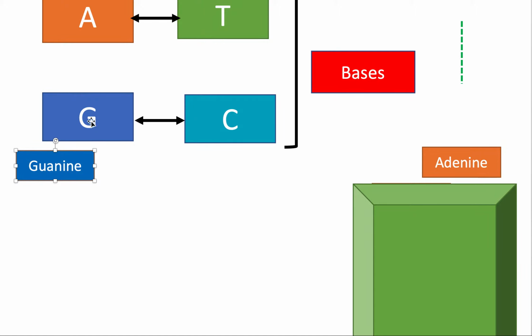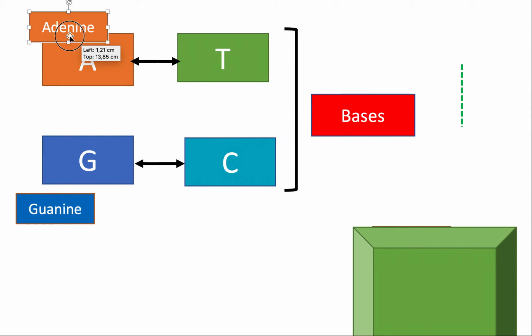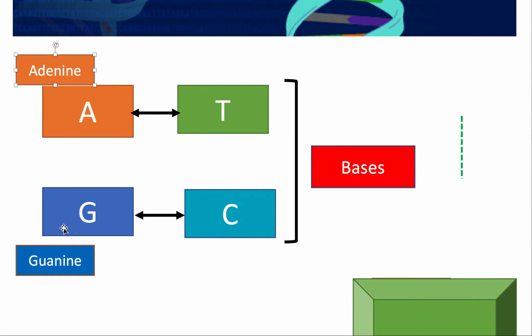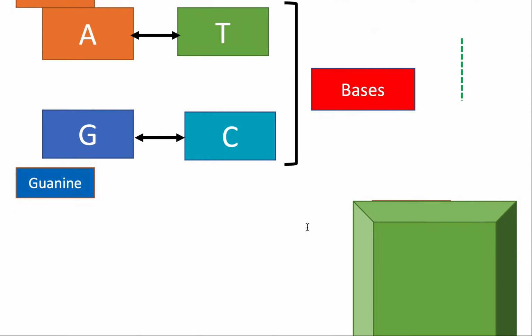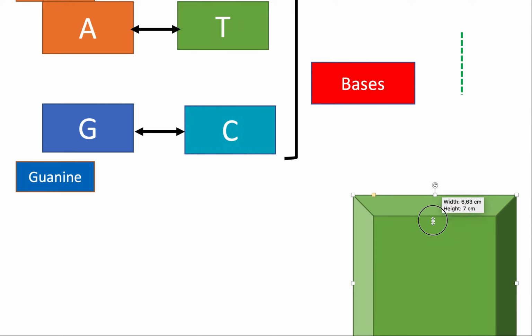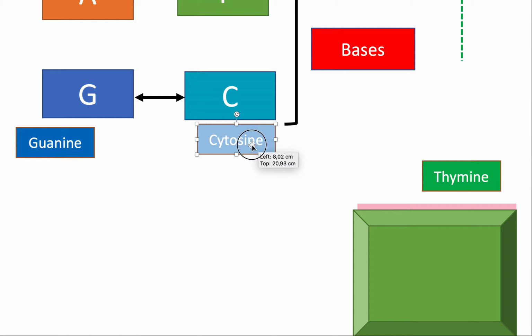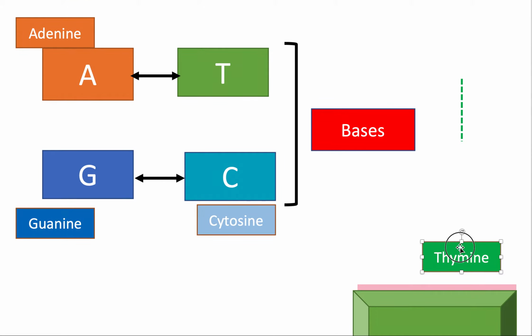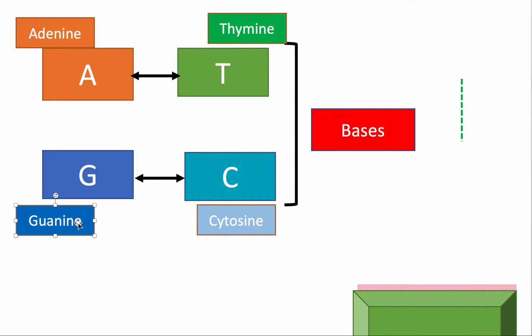So there's guanine, adenine, and then thymine and cytosine. Okay? Try and remember these. They're not that hard because they all end the same, but you need to know them.